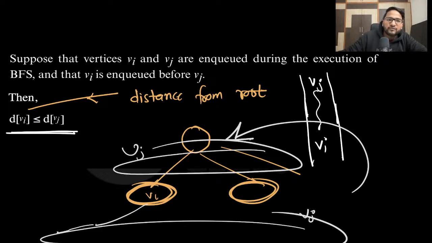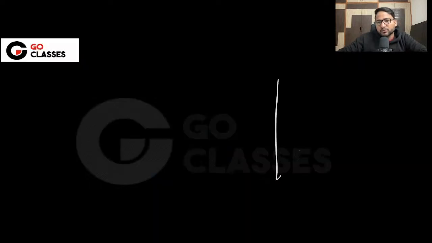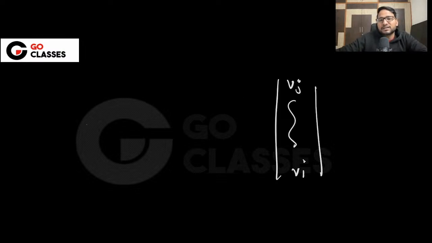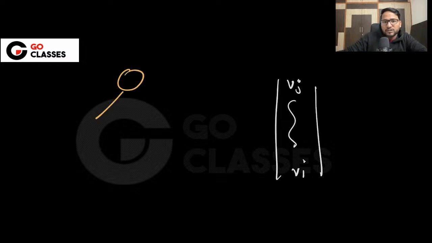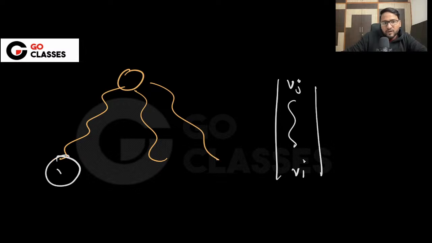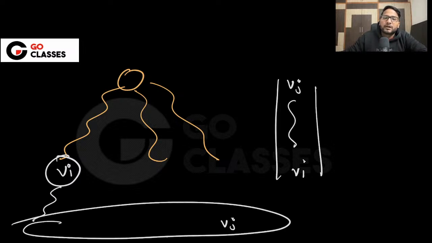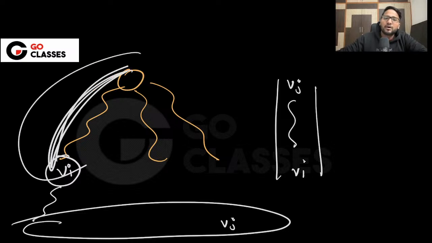So if I'm enqueuing this vi first and then later enqueuing this vj, it must mean, see, this is the relationship between the queue and the tree, that I must have explored this vi first. Now I'm going to explore this vj. Maybe on the same level, or maybe vj is going to come on a different level, maybe on this level. So yes, if I talk about the distance, then this distance is lesser than or equal to vj's distance.